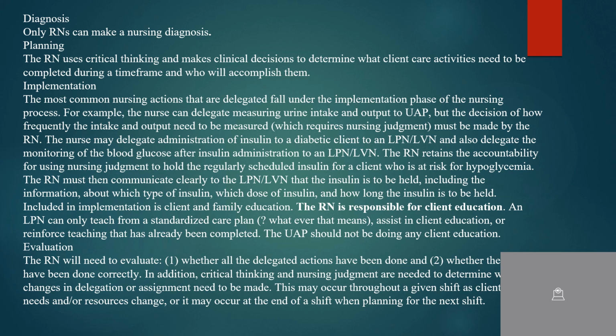So the biggest thing is you use your critical thinking and critical decision making in the activities and what you're going to accomplish. Implementation: the most common nursing actions that are delegated fall under implementation of the nursing process. So, for example, the nurse can delegate measuring urine intake and output to the UAP, but the decision of how frequently the intake and output need to be measured, which requires nursing judgment, must be made by the RN. The nurse may delegate administration of insulin to a diabetic client to an LPN/LVN, and also delegate the monitoring of the blood sugar after the insulin to an LPN/LVN. However, the RN retains the accountability for using nursing judgment to hold the regularly scheduled insulin for a client, right? So when would I make the decision to not give insulin?